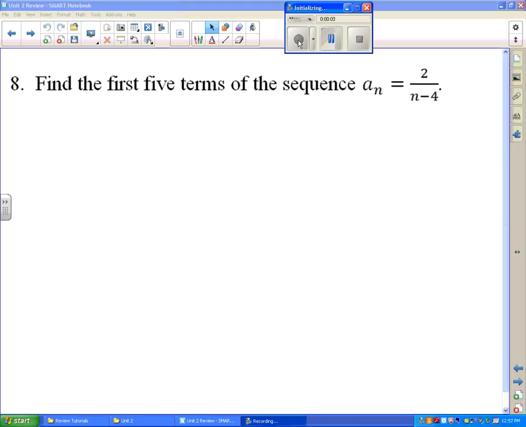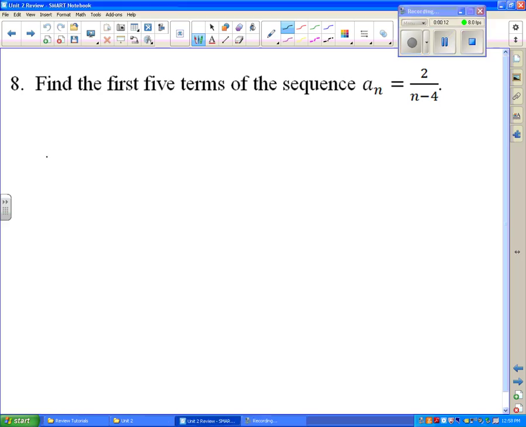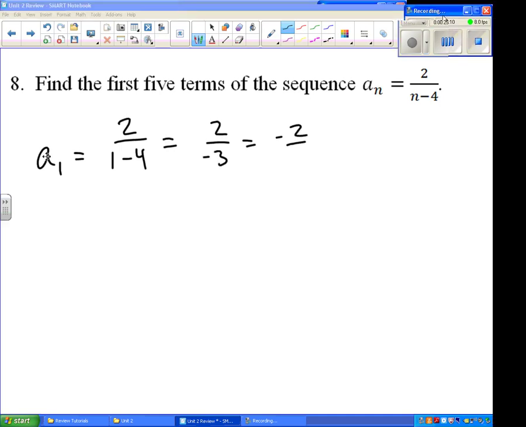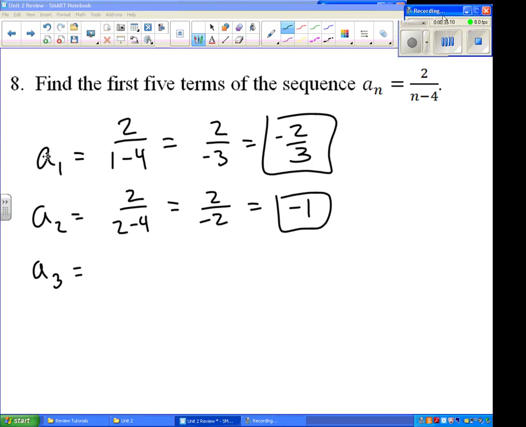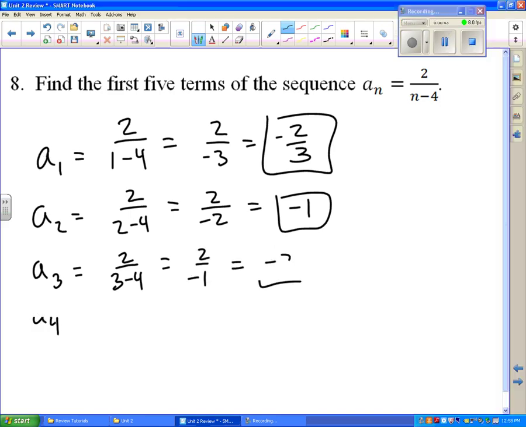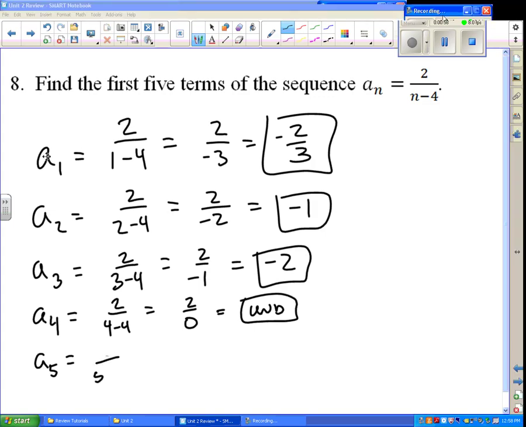Question 8 wants the first 5 terms of the sequence. So we've got our first term, that should be A of 1 equals 2 over 1 minus 4, which equals 2 over negative 3, which is negative 2/3. A of 2, 2 over 2 minus 4, which is 2 over negative 2, which is negative 1. Third term is 2 over 3 minus 4, 2 over negative 1, which equals negative 2. Fourth term is 2 over 4 minus 4, 2 over 0. Anything divided by 0 is undefined. Undefined there. And the fifth term is 2 over 5 minus 4, which is 2 over 1, which equals 2.